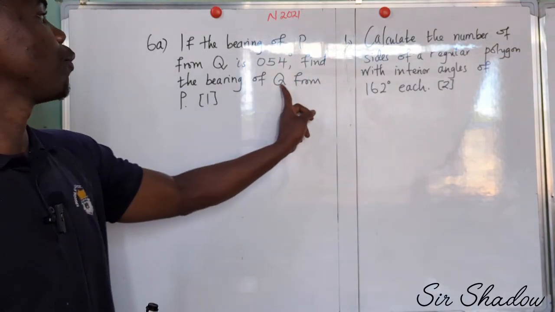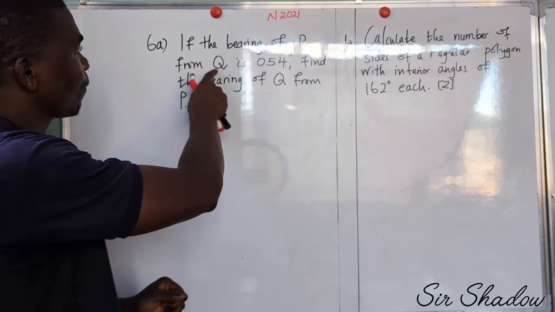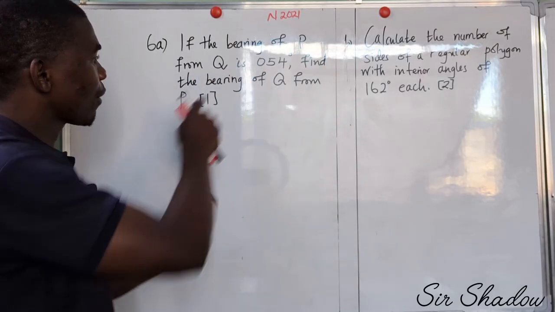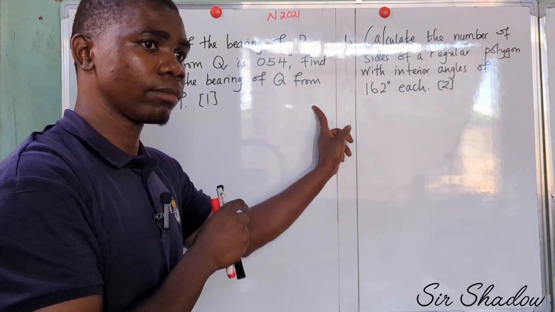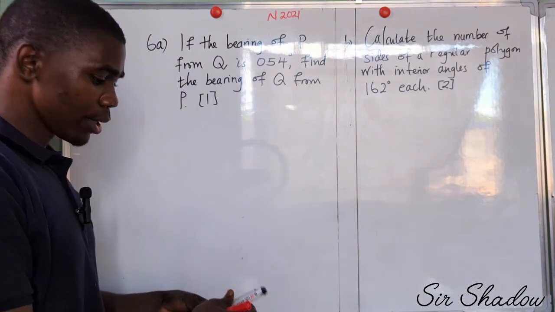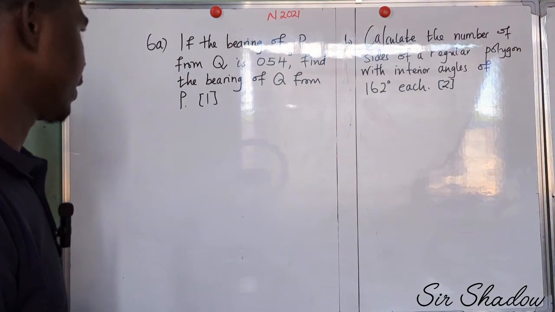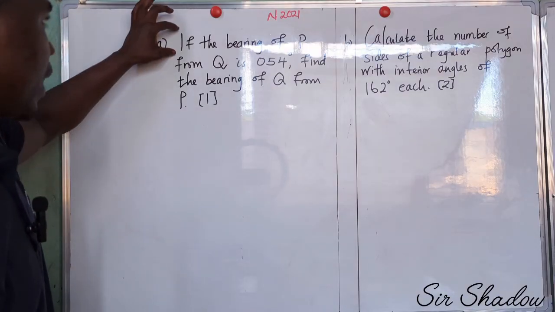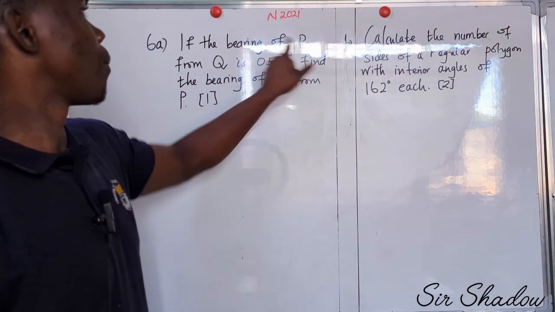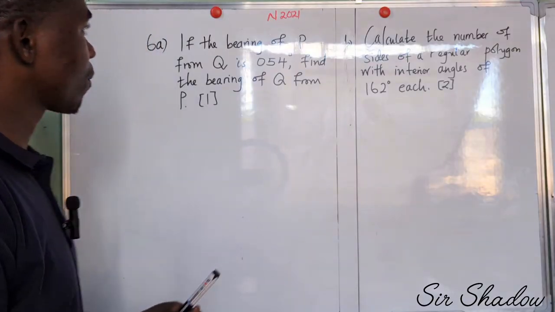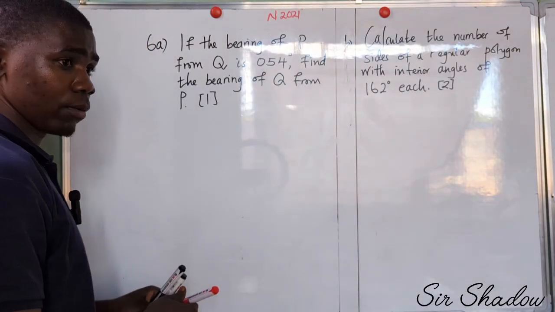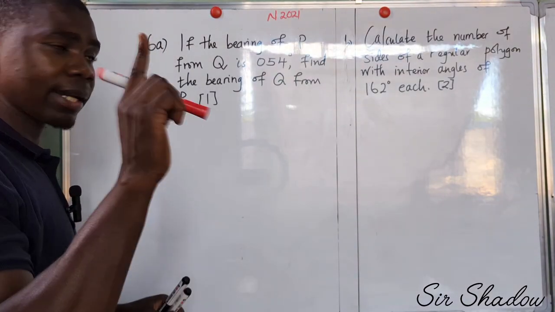Find the bearing of Q from P, given that the bearing of P from Q is 054. Now we have Q from P. Right, so what's important here is if the bearing of P from Q is 054, okay?